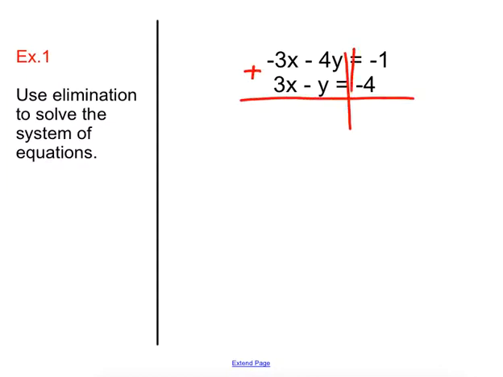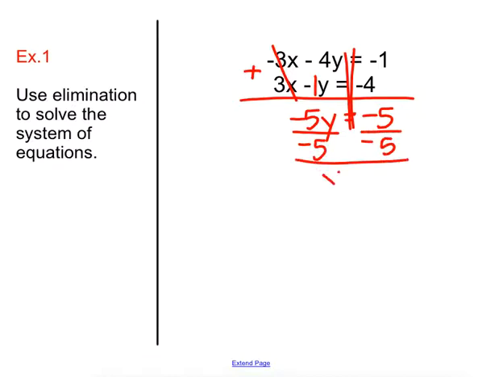I like to set this up like an old school addition problem, working from the top down to the bottom. -3x plus 3x is eliminated, so I'm just going to cross that off. -4y minus another 1y is -5y. -1 plus a -4 is -5. Then to get y by itself, I'm going to divide by -5. Negative divided by negative becomes a +1. All right, so I've got my y.